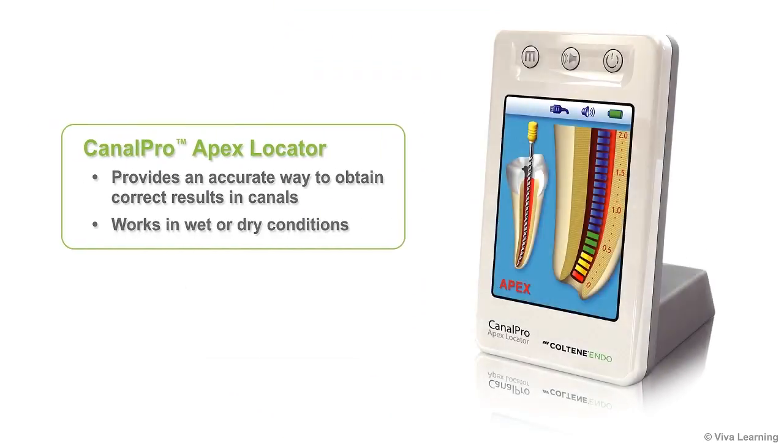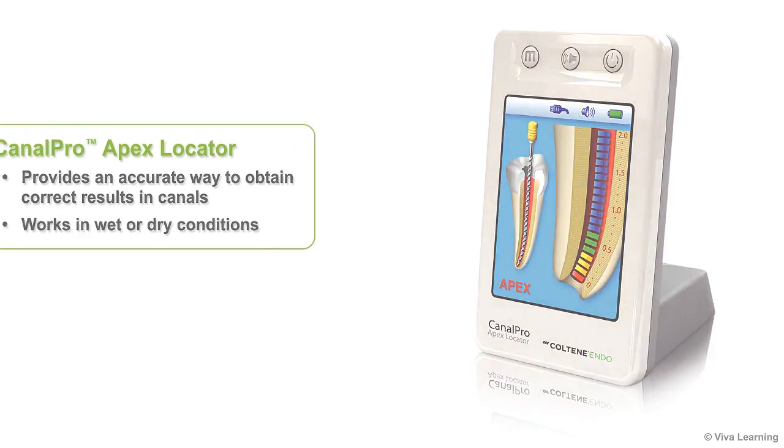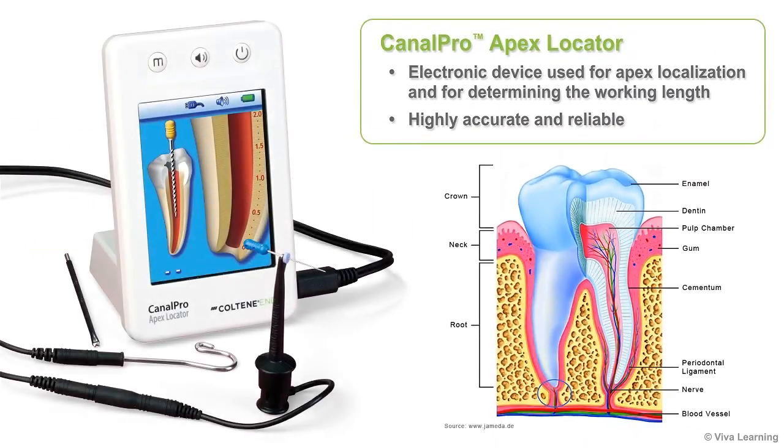COLTENE's CanalPro Apex Locator solves this problem, providing an accurate way to obtain correct results in canals, whether they have wet or dry conditions. The CanalPro Apex Locator is an electronic device used for apex localization and for determining the working length, i.e., the distance between the cusp tip and an apical reference point during root canal treatment. CanalPro is highly accurate, providing the reliable, spot-on performance that will make it your go-to unit for apex locating.